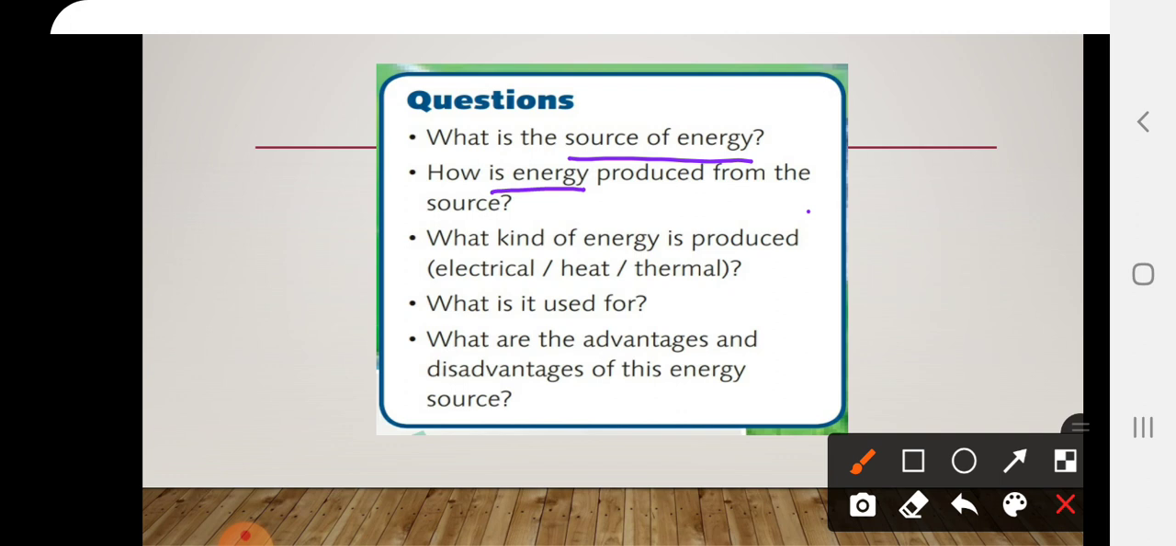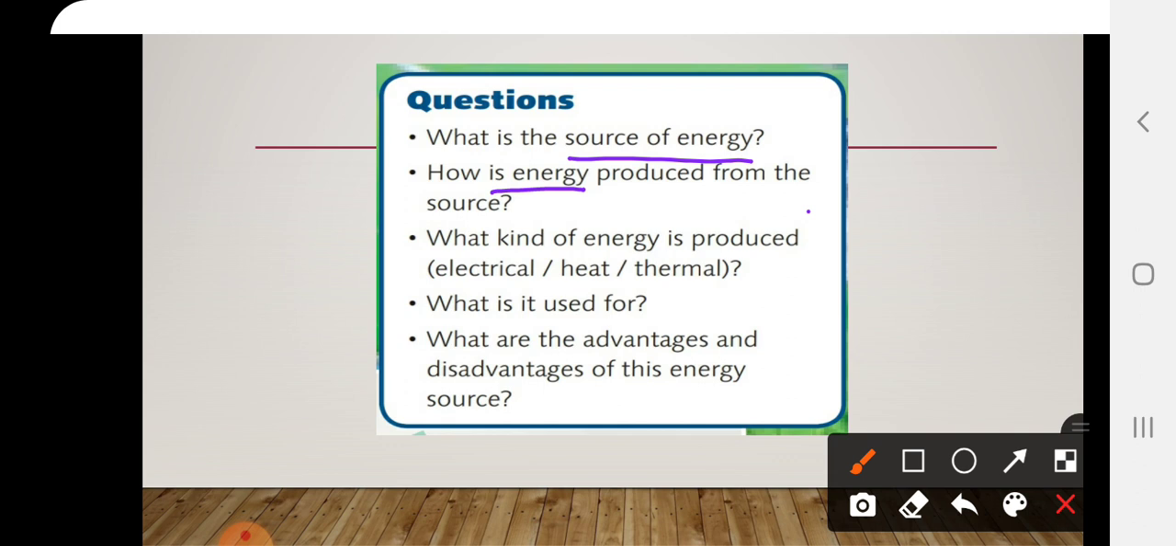What's the meaning of produced? يتم إنتاجها. How? كيف؟ How is energy produced from the source? For example, when we talked about the wind energy, they used what? They used windmills, right? To what? To produce electricity, right? You can do the same thing or write about the same thing for any other source of energy.